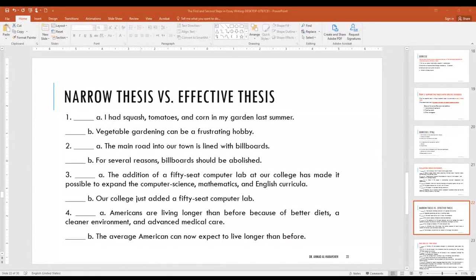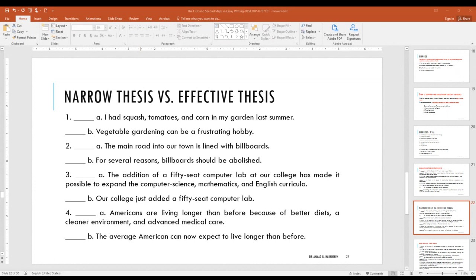Americans are living longer than before because of better diets, a cleaner environment, and advanced medical care. So directly you can say this is effective, right? The average American can now expect to live longer than before. Which one is more effective than the other? The second one, the average American can expect to live longer than before. This is narrow. Average American. It's too narrow, right? But the first one here, we are talking about Americans in general.